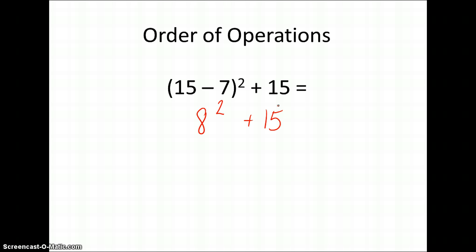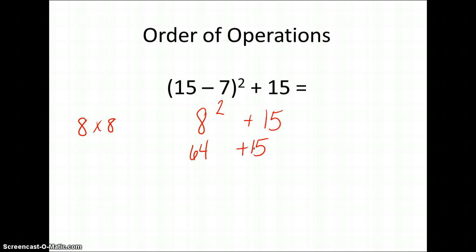8 times 8, or 8 to the second power. And 8 to the second power is the same thing as saying 8 times 8. So 8 to the second power is 64, and I'm going to write the rest out, just so I don't forget.